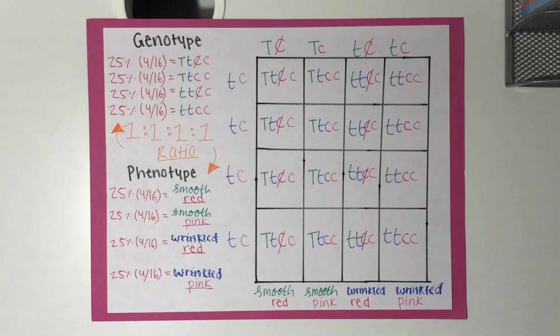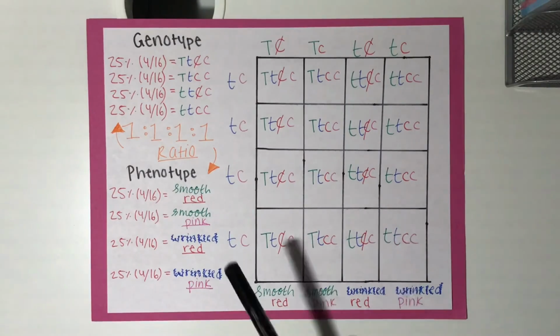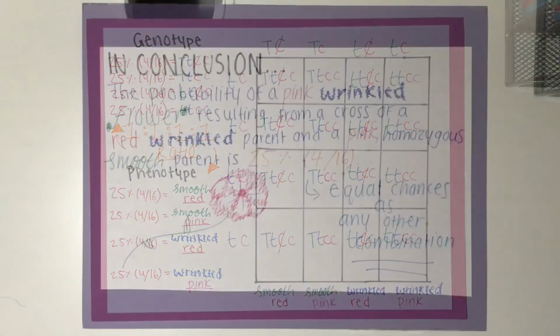What about phenotypes? Well, 25%, so 4 out of 16 of the flower petals will be smooth and red, 25%, so 4 out of 16 will be smooth and pink, 25%, so 4 out of 16 will be wrinkled and red, and lastly 25%, so 4 out of 16 will be wrinkled and pink, which was what the question wanted to know.